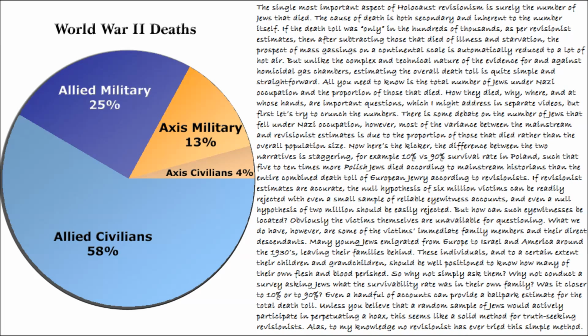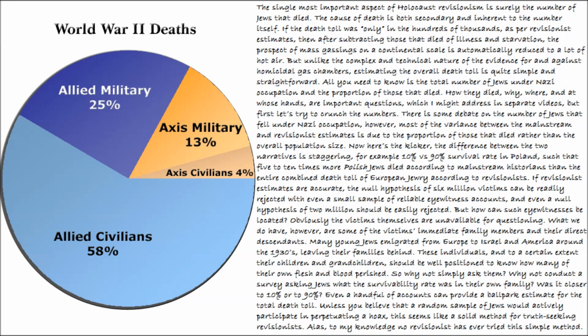The single most important aspect of Holocaust revisionism is surely the number of Jews that died. The cause of death is both secondary and inherent to the number itself. If the death toll was only in the hundreds of thousands, as per revisionist estimates, then after subtracting those that died of illness and starvation, the prospect of mass gassings on a continental scale is automatically reduced to a lot of hot air.